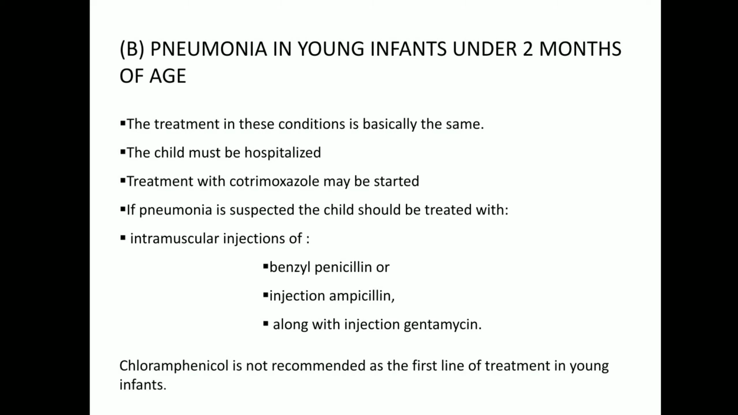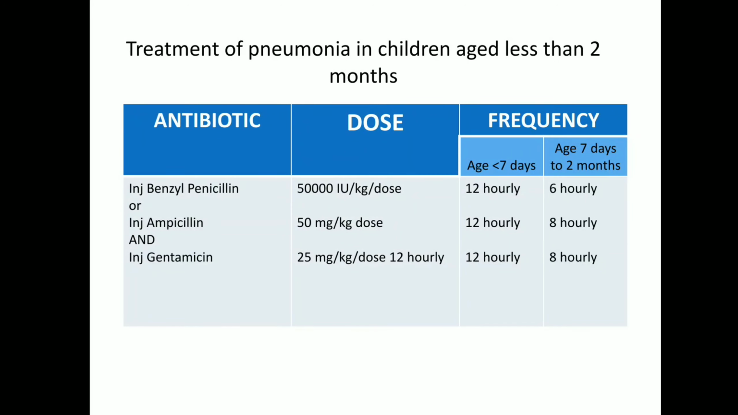The treatment in this condition is basically the same. However the treatment is discussed earlier, the same treatment will be given here also. The child will be hospitalized, and what we will give is benzyl penicillin or ampicillin or gentamicin. So you can see here what are the treatment pattern we are giving. We are giving injection benzyl penicillin, which is about 50,000 units per kg body weight. We are giving 12 hourly for children who are less than 7 days of age. If the age of the child is about 7 days to 2 months of age, we are giving 6 hourly.